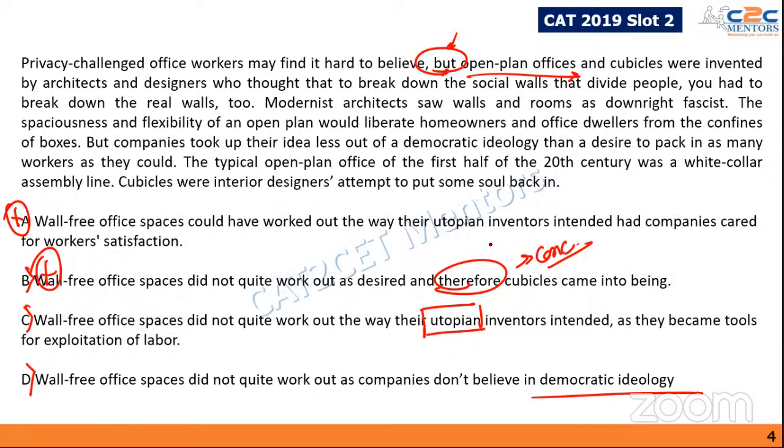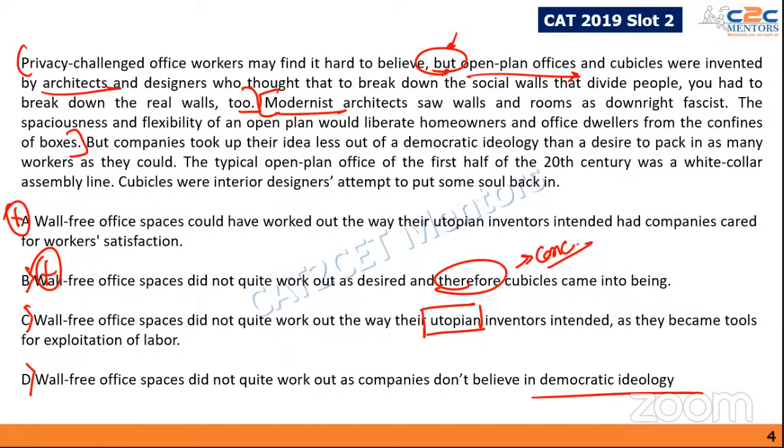Okay, what is this opinion? Okay, modernist architects saw walls and rooms as downright fascist. The spaciousness and flexibility of an open plan would liberate homeowners and office dwellers from the confines of boxes. What is this gyan? It's a comparison. Modern architect and the Purana architect. It's a gyan. Okay, it's a gyan.